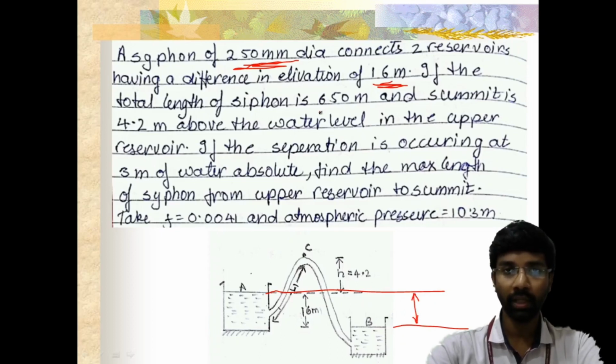And if the total length of the siphon is 650 meters, that is inlet length and outlet length, and summit is 4.2 meters above the water level in the reservoir, this is 4.2 meters. If the separation is occurring at 3 meters of water absolute, I have already told you at this particular point, generally vacuum pressures exist. Our atmospheric pressure is around 10.1 meters of water, that we have already discussed in absolute pressure, atmospheric pressure concept.